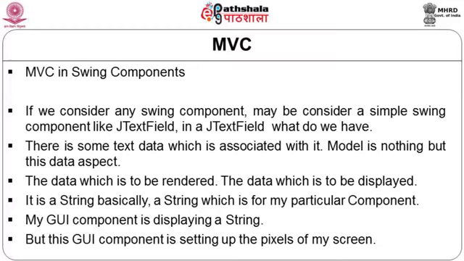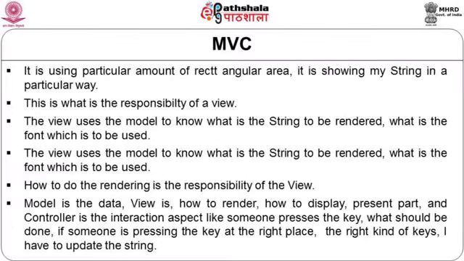My GUI component is displaying a string, but this GUI component is setting up the pixels of my screen. It is using a particular amount of rectangular area. It is showing my string in a particular way. This is the responsibility of a view. The view uses the model. The view knows the string which is to be rendered, and what font is to be used. The font name is part of the model. But how it is to be rendered, how to do the rendering, that is the responsibility of the view.